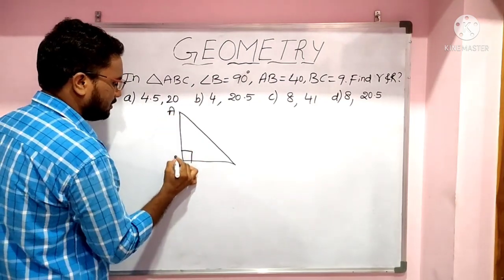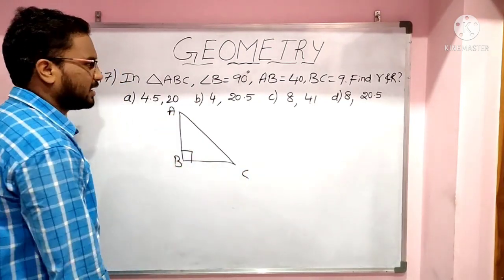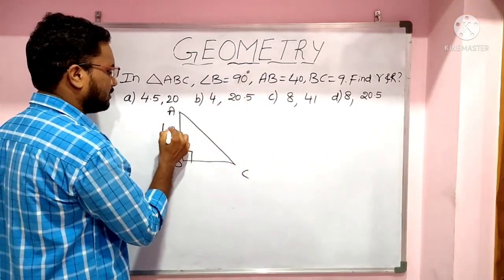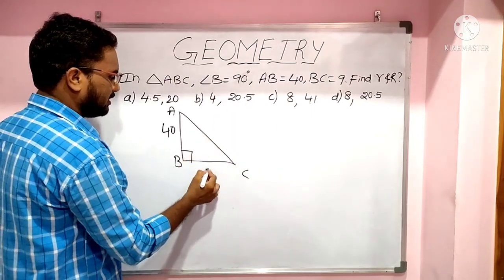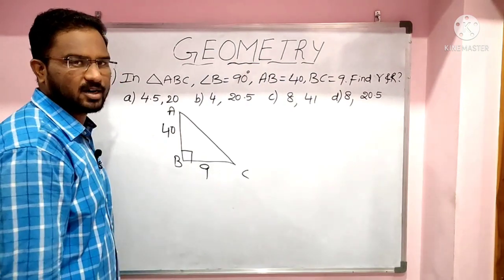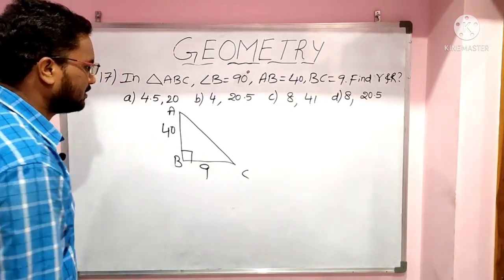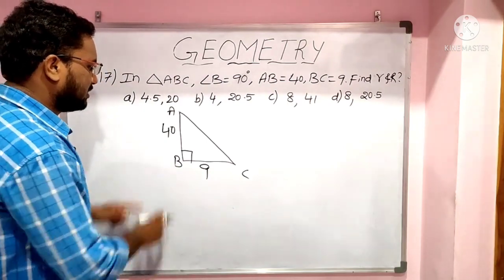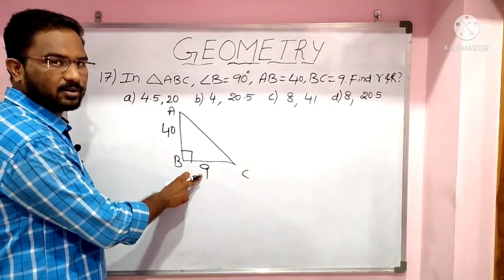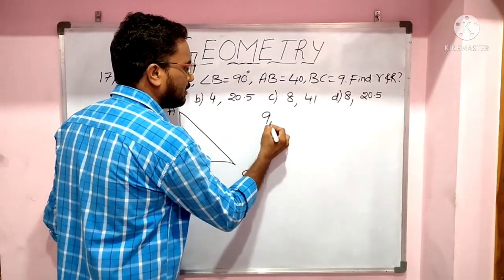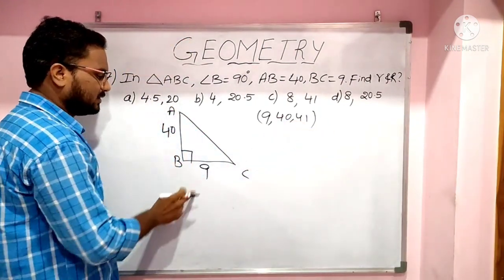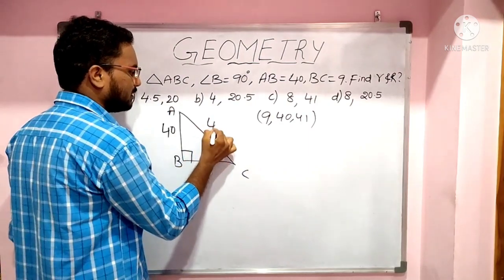A, B, C. This is a right angle triangle. In this triangle AB equal to 40 and BC equal to 9. We need to find small r and capital R. Small r is inradius and the capital R is circumradius. So first of all, this is 40, this is 9. I already told you one Pythagoras triplet, that is 9, 40, 41. If this is 9, this is 40, then this will be 41.